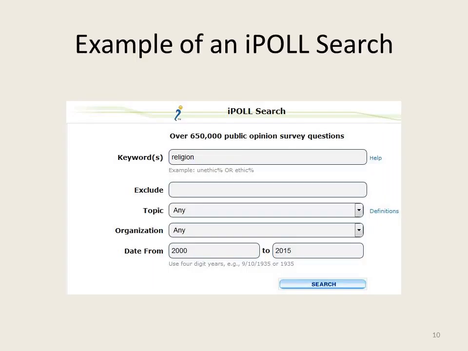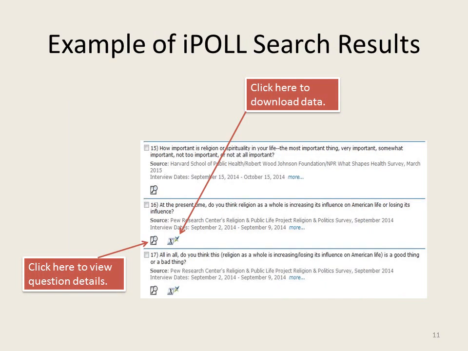This is an example of an iPoll search. We filled in religion in the keyword box. This means it will search for the word religion in all the questions in the archive. We've also restricted our search from surveys conducted in 2000 through 2015.